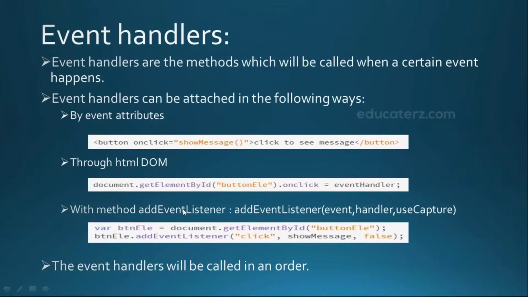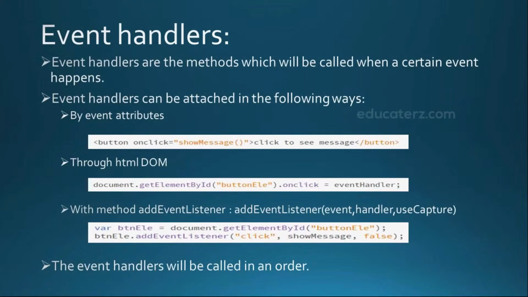Third is using the addEventListener method of a DOM element or window. In this example, I'm taking the reference of the button element and then adding the event listener for the click event. addEventListener accepts three parameters. First is the event type, second is the handler, and third is the useCapture value. Event type is the type of the event like click or mouseover. Handler is the function which you want to be called when this event happens.